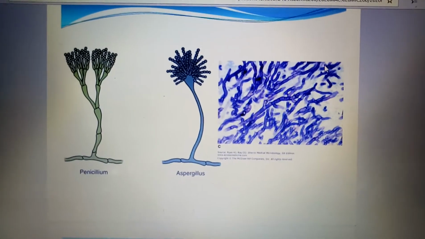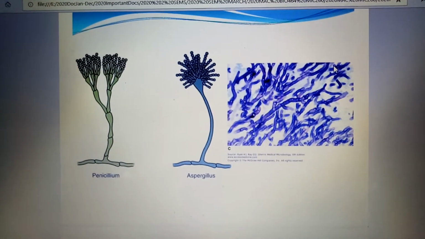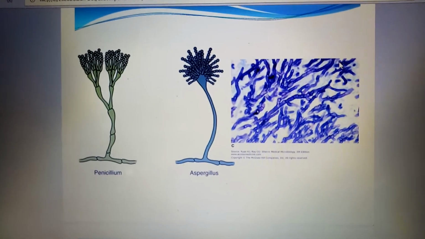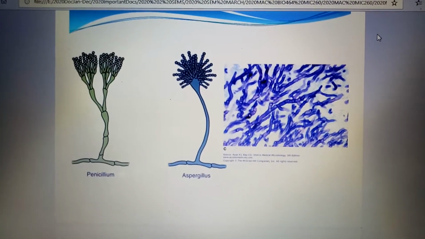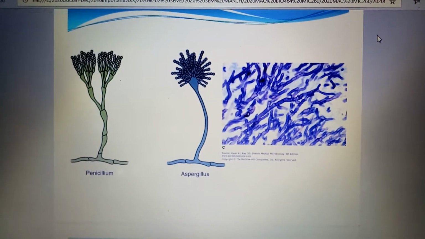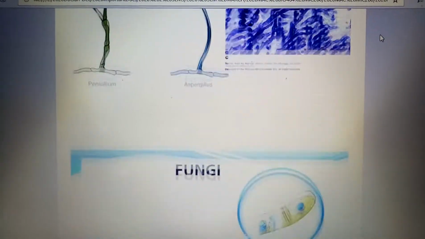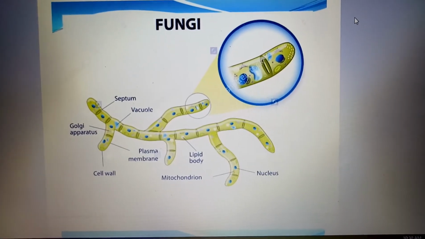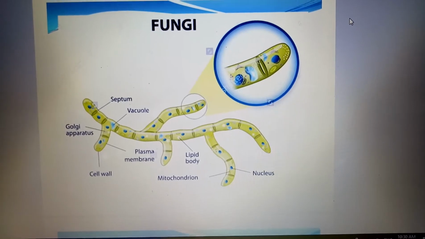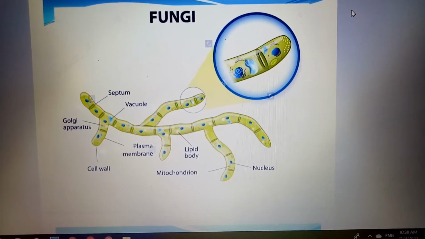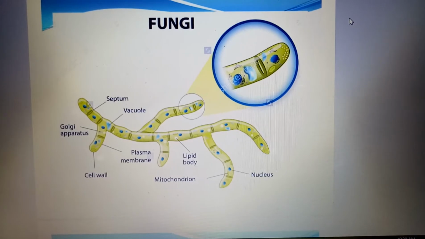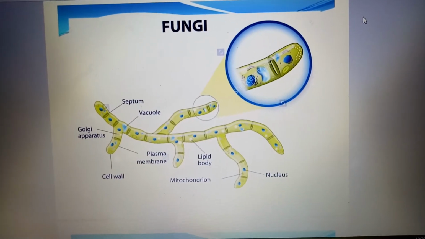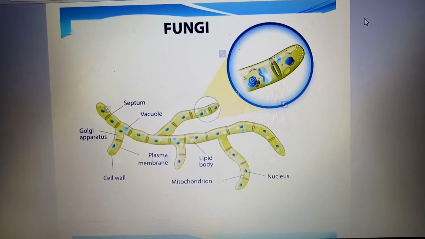As you can see from here, these are different types of fungus, which are Penicillium on your left-hand side and Aspergillus on your right-hand side. This is another type of fungi. As you can see, this is very special and unique because they have different compartments. Please take note also, you have to remember each label of these fungi.